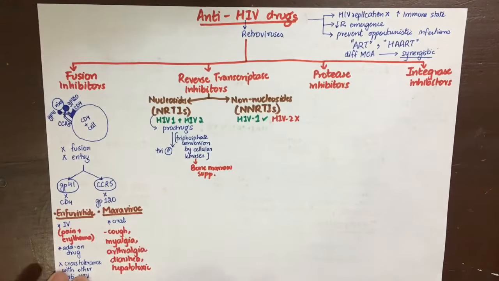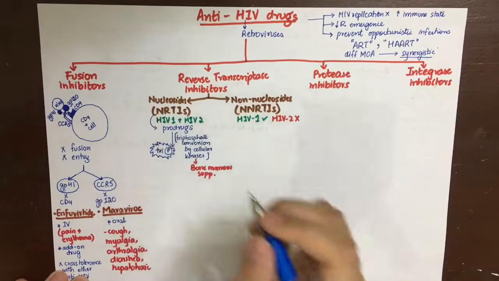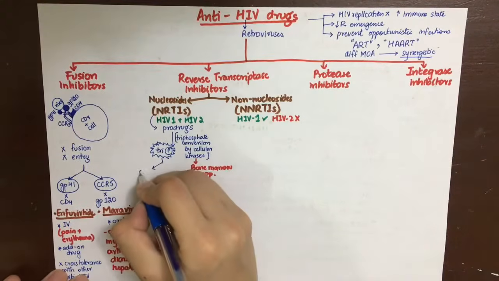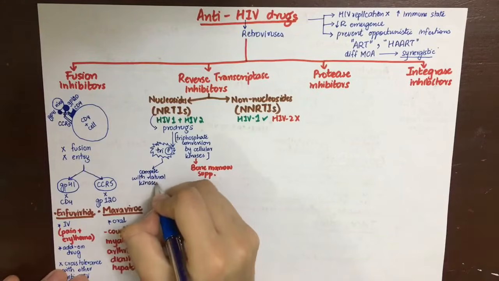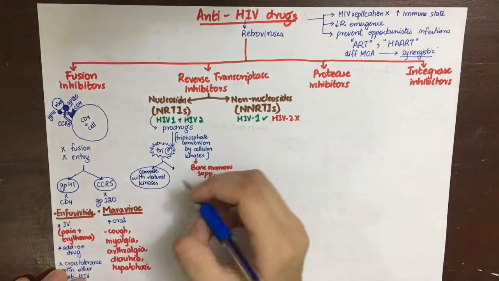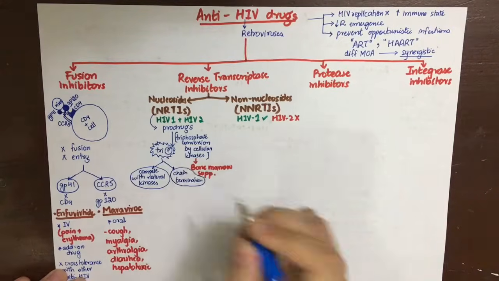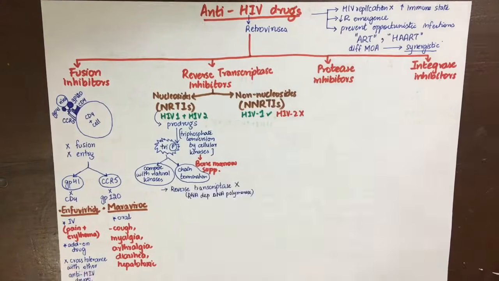After the active triphosphate form has been formed, it will do two things. Firstly, as it is a nucleotide analog, it will compete with other natural nucleotides in the DNA formation. And secondly, it will cause chain termination because it does not have the terminal 3' hydroxyl group that needs to be there in order for another nucleotide to get attached to it and continue the chain formation. So it will stop the DNA formation by the reverse transcriptase enzyme.